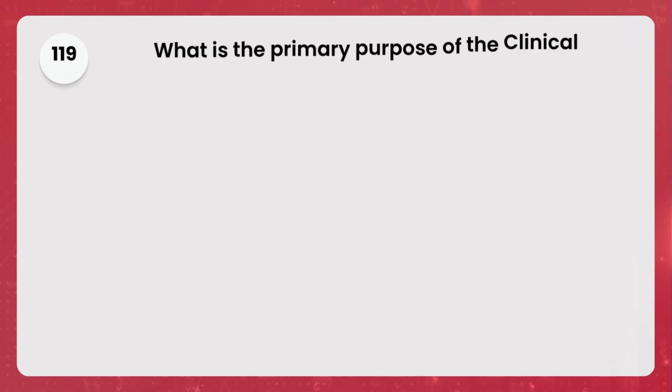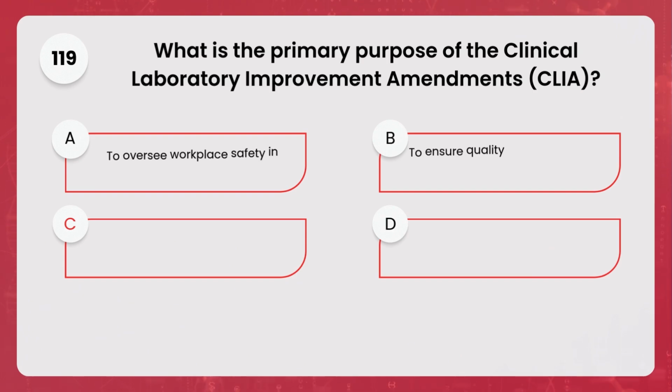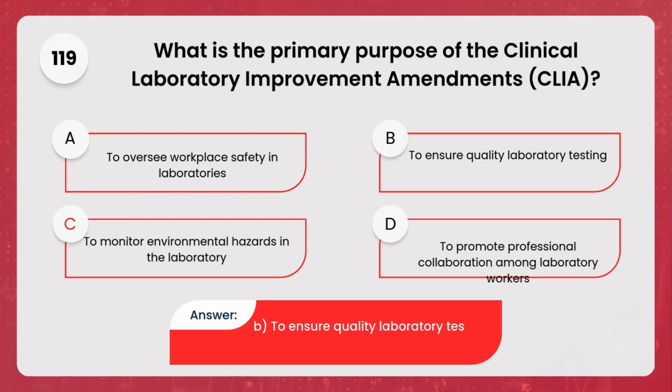Number 119. What is the primary purpose of the Clinical Laboratory Improvement Amendments, CLIA? A. To oversee workplace safety in laboratories. B. To ensure quality laboratory testing. C. To monitor environmental hazards in the laboratory. Or D. To promote professional collaboration among laboratory workers. The answer is B. To ensure quality laboratory testing.